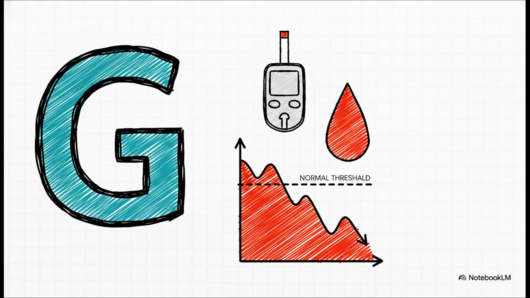G starts with glucose. Remember when we talked about D for disability? Well, this is often the cause. An abnormal blood sugar can make someone suddenly confused or drowsy. You're checking to see if their blood glucose is too low, which we call hypoglycemia, and treating it right away according to your local guidelines.